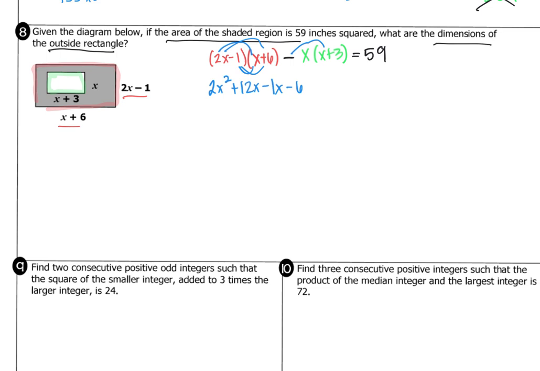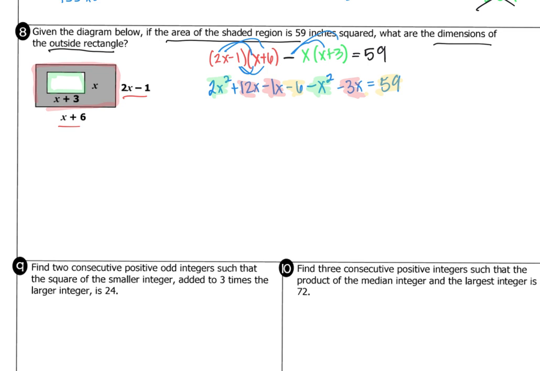There's more to multiply. Negative x times x is negative x squared. And then negative x times 3 is just minus 3x. It's equal to 59. We always combine like terms before we start doing anything else. So let's see, we have 2x squared minus x squared, so that will go together. 12x minus 1x minus 3x, and my negative 6. Okay, and that 59 here is going to kind of bump on over.